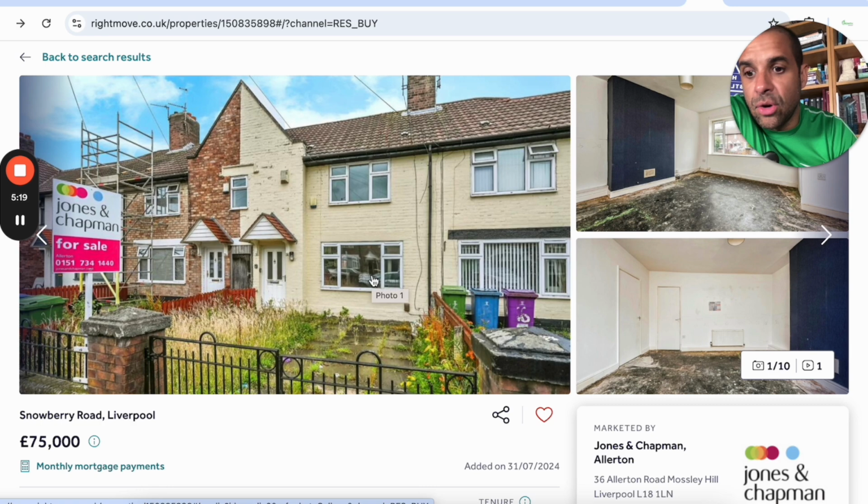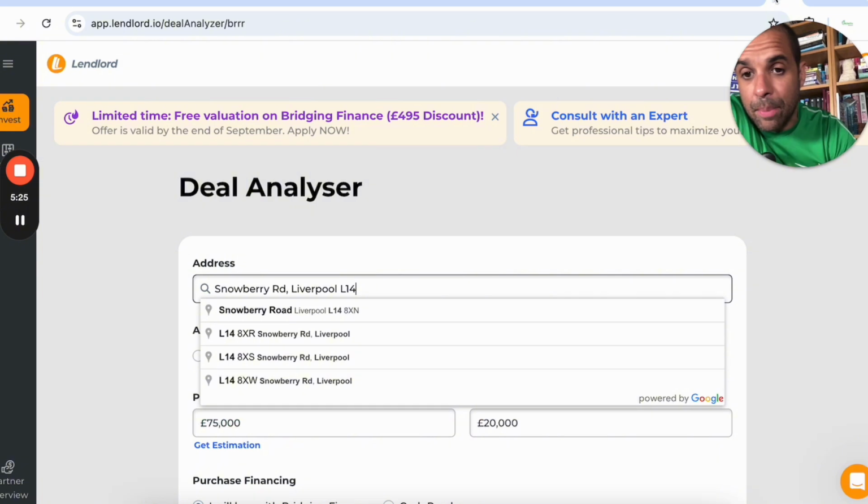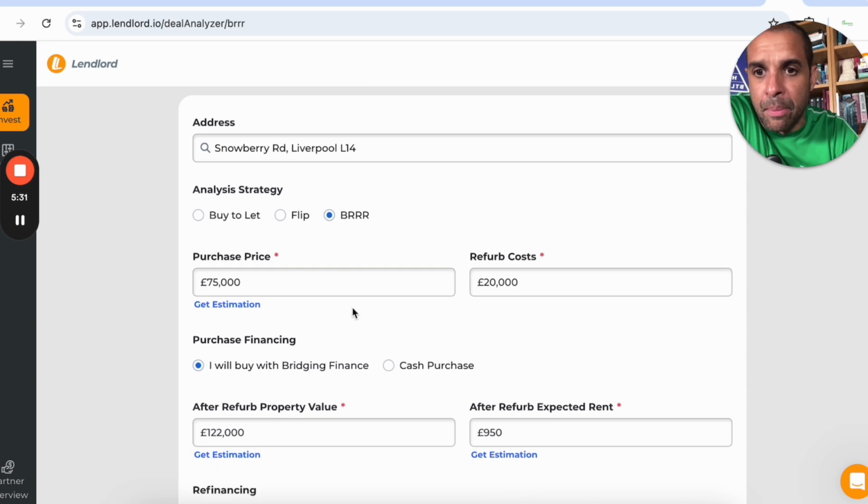So now you've got the area. Copy this area here, copy this over and go to a software called Lenord. This is a free software, by the way. And then you'd copy and paste this into here. It would even find a postcode for you. It's superb. But let's say you bought it for asking price. We spent 20k on it. The end value is 122.